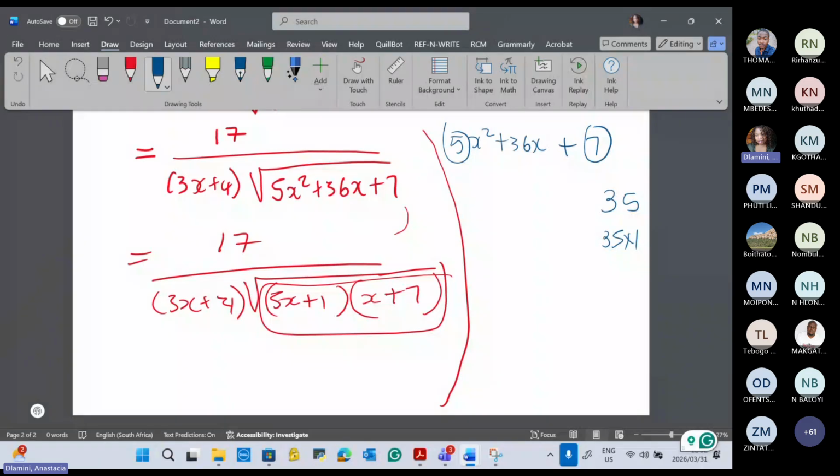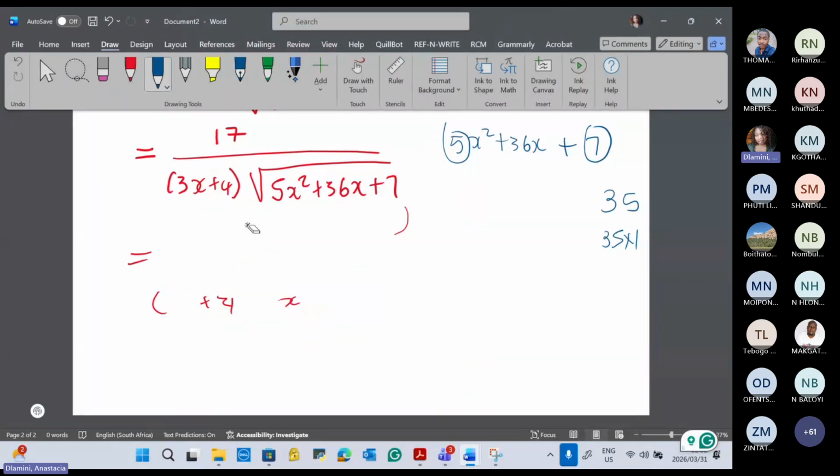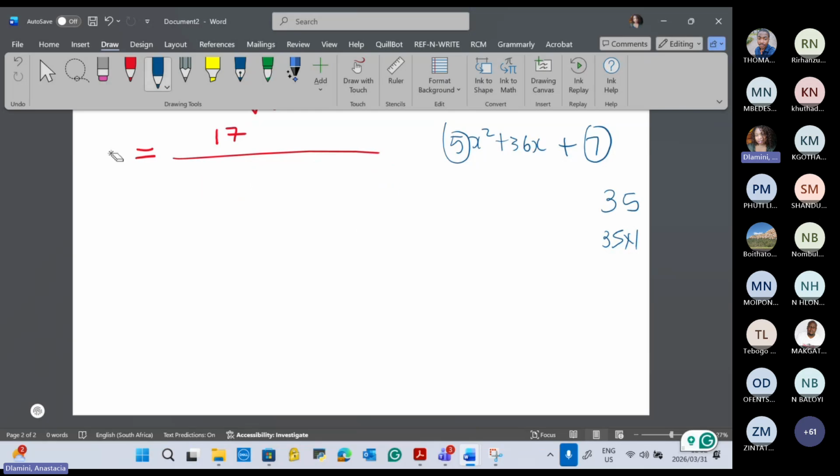Yes, ma'am. It means that now you need to be very careful, especially when you are substituting. You need to be very careful if you can be able to factor out. For example, if I write 5x squared plus 35x plus x plus 7, right? Here, if I group the first term and the second term, what can I factor out here?